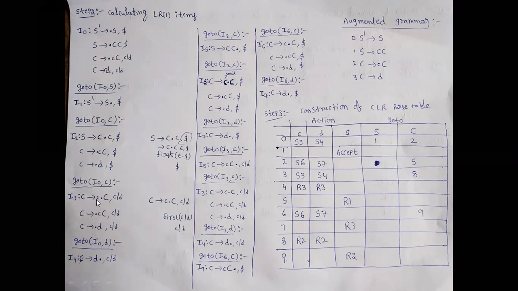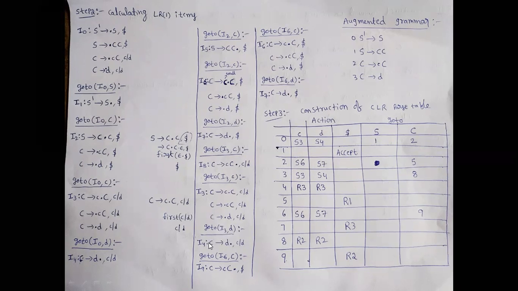So C is production with C dot capital C, C/D and C is production with dot C capital C, C/D and C is production with dot D comma C/D. So these productions are the same. Then we are giving the same name to the state, that is I3. Then we are applying all the productions. So here is one more production, that is go to of I3 comma small d.